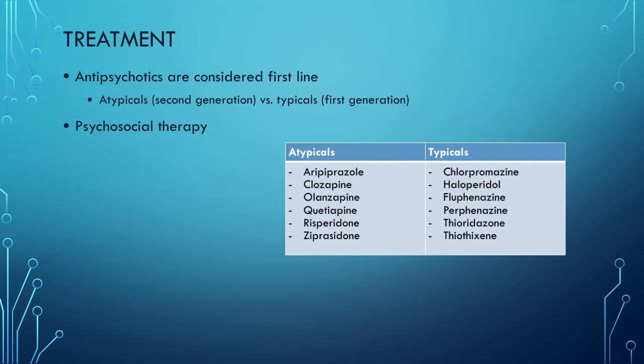Clozapine is an atypical medication that is generally reserved for patients who are resistant to other medications. Keep in mind that if you place a patient on clozapine, you should monitor them a little more closely. Their side effects can be a little more severe. Psychosocial therapy is also a big part of treatment. So, psychiatry or psychology should be on board.